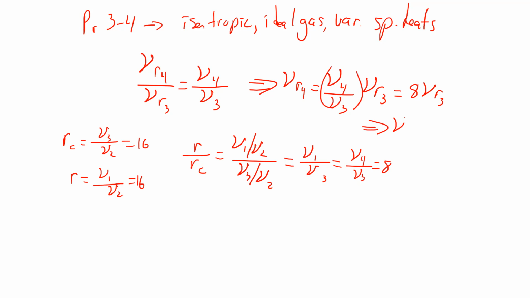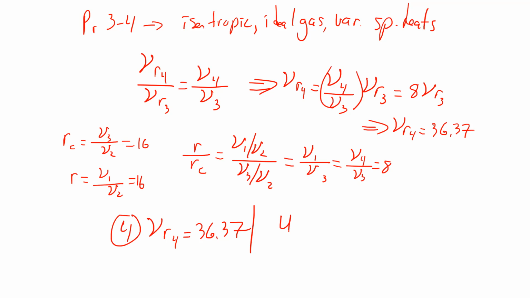Therefore, the relative volume at state 4 is equal to 36.37. Knowing that, I can get state 4. Using that relative volume, I can find that the internal energy at state 4 is 660 kilojoules per kilogram.